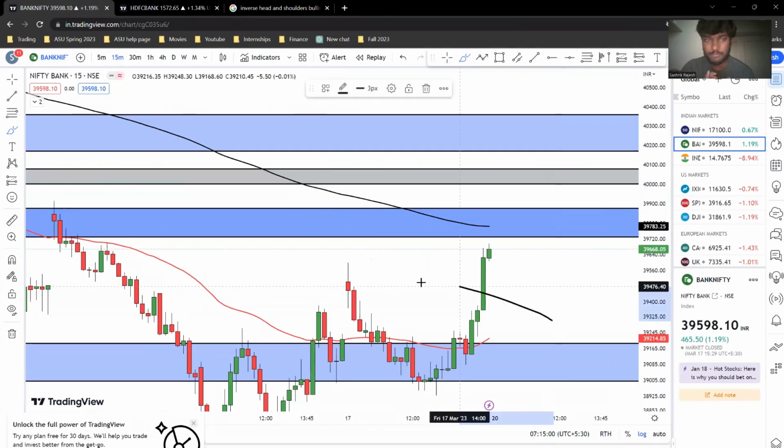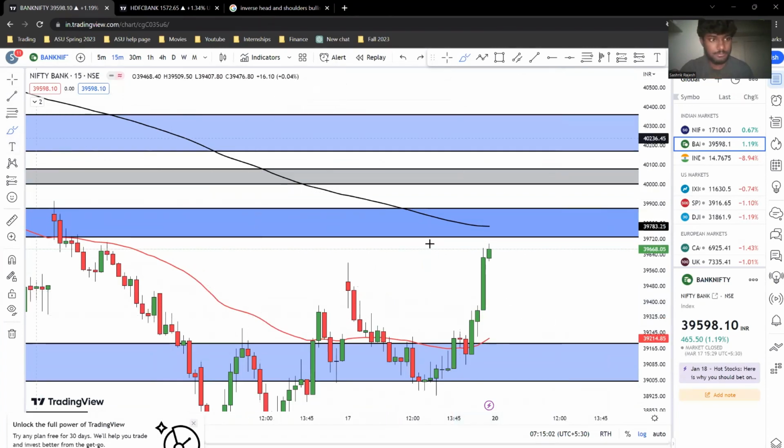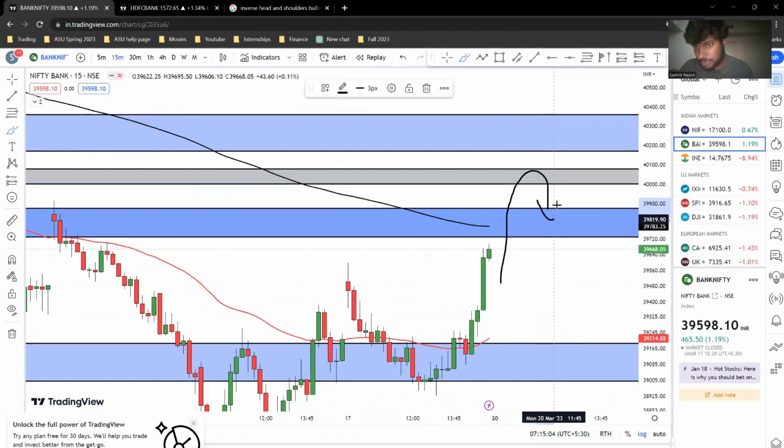Plan is basically wait for this level to come, see a bearish candle, and then take up a trade here. So that's my plan for Nifty and Bank Nifty.